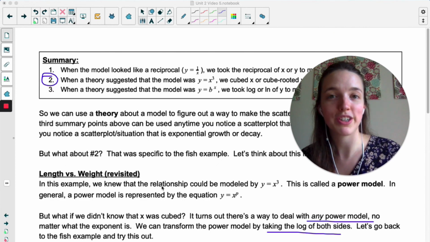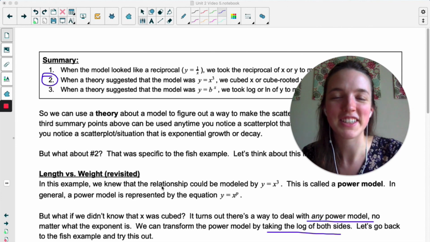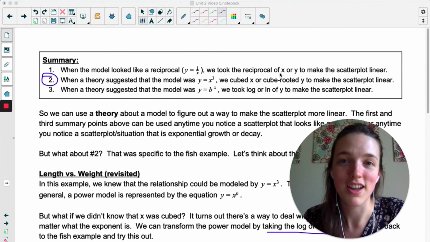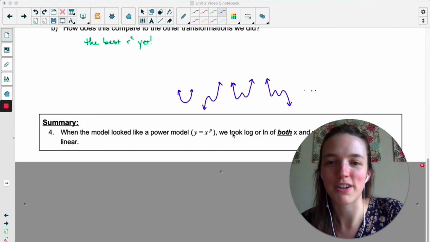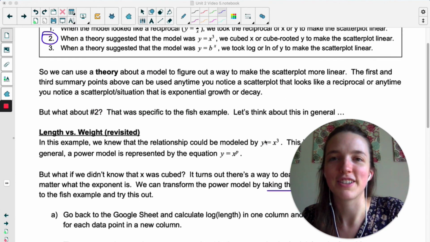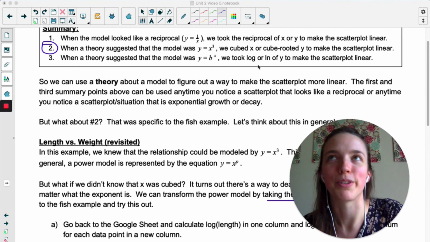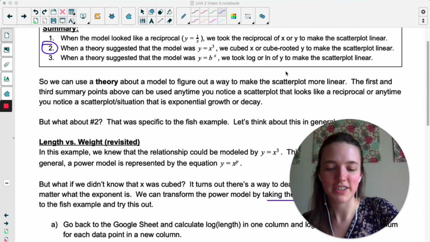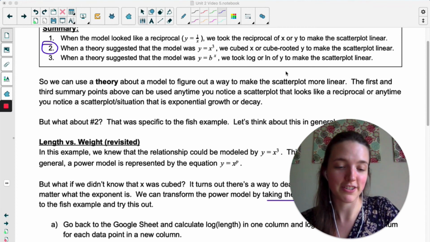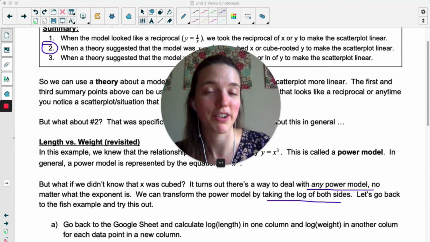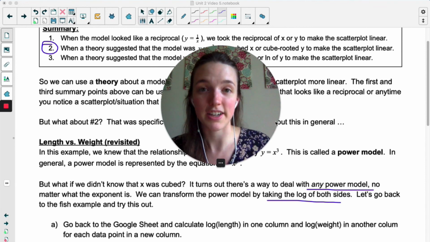Once you've determined which one to use, you do have to be able to remember what you're supposed to do. So if you notice that it looks like it's reciprocal, you have to remember, oh yeah, that means I do 1 over x or 1 over y. If you notice that it looks like it's a power model, you have to remember, oh, that means I take the log of both x and y. If you notice that it looks like exponential growth or decay, oh, that means I take log of y. So there's kind of 2 steps, if you can see that. There's the first step of which theory should I use, and then there's the second step of what's that theory again? I highly recommend that you make some kind of graphic organizer to keep these straight, because it is a lot to keep track of.